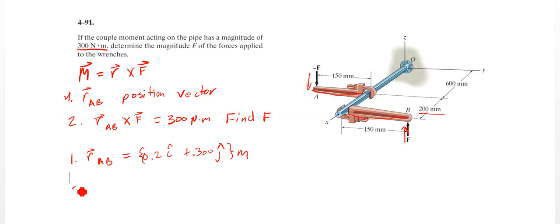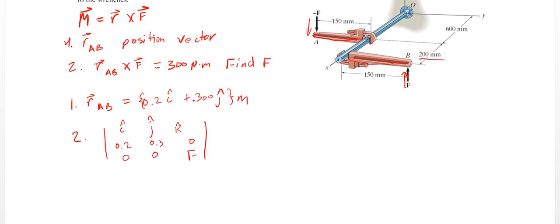Step two, we're going to do the cross product. We're going to have i, j, k. We have 0.2, 0.3, 0. And we're going to have 0, 0, and F, the magnitude of F in that direction. That's only one of the F's, right? So a couple moment is going to be that force times this distance, not twice that force.